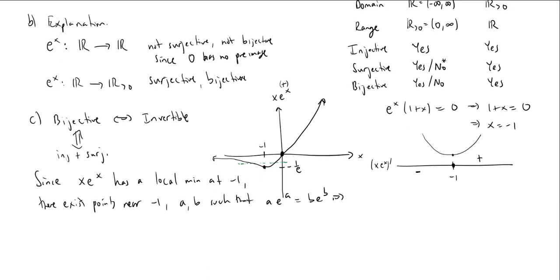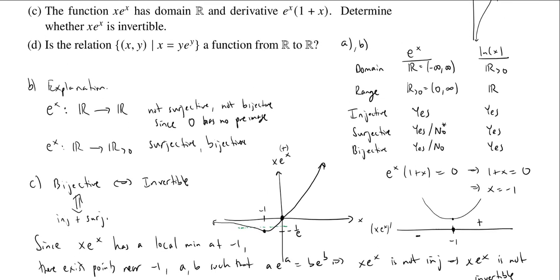And this implies that x e to the x is not injective, which implies x e to the x is not invertible, because it's not bijective. Okay, so we don't even have to worry about this surjectivity problem here. Right? Okay, so what is the last problem?